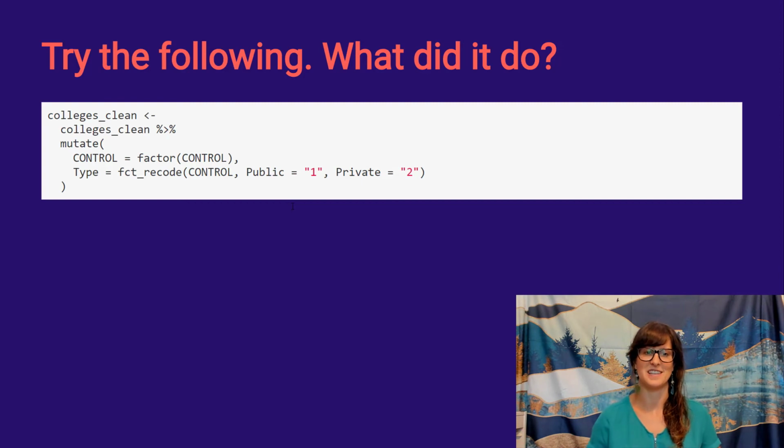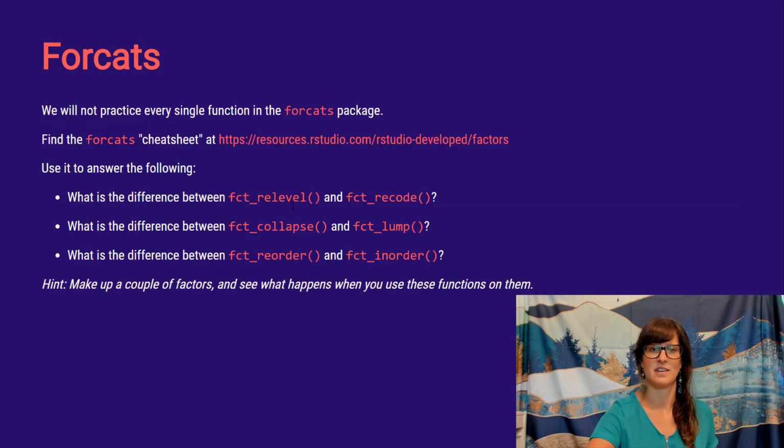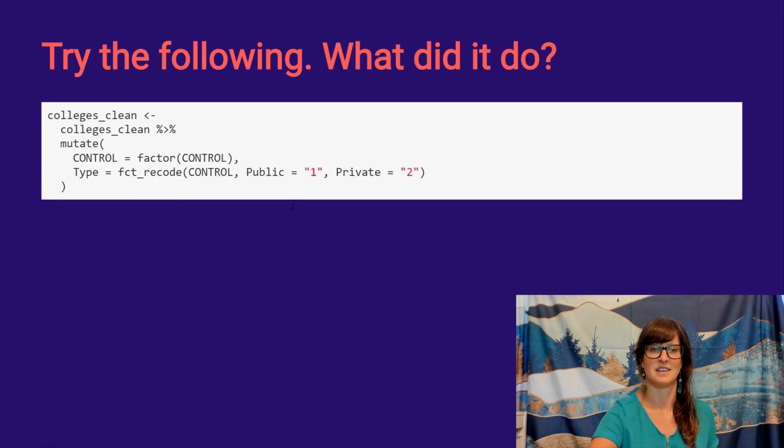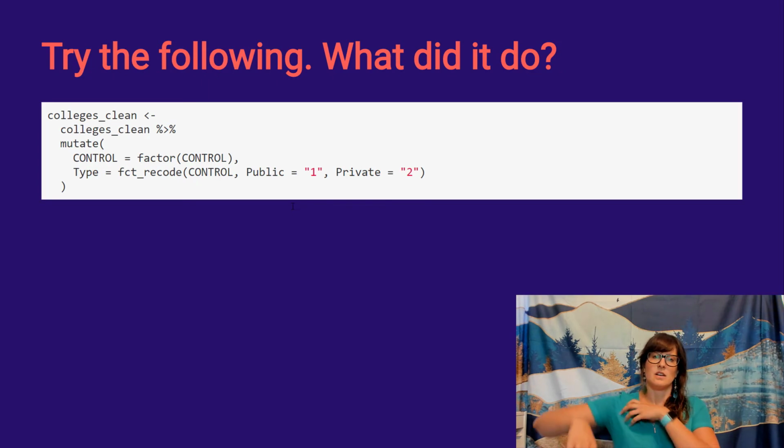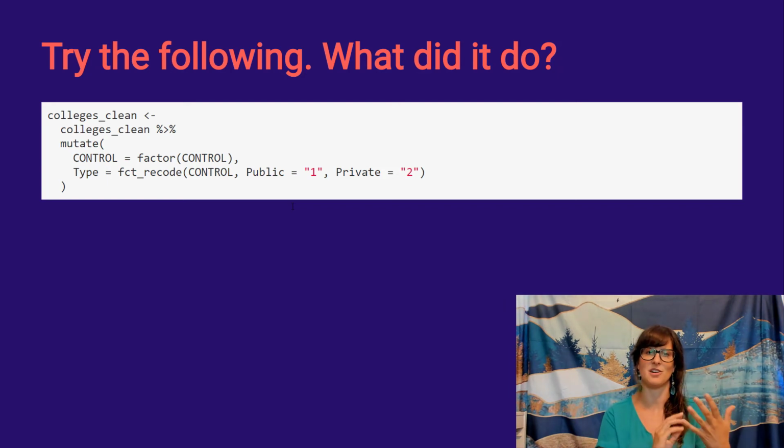Okay, hopefully you tried this out yourself. Let's look at the results. What you saw was that we have now created a new variable called type, and it has the possible categories of public or private, depending on whether that control variable, which is not a very helpful variable name, was one or two. If you looked at the documentation, you would have seen that one corresponds to public and two corresponds to private.